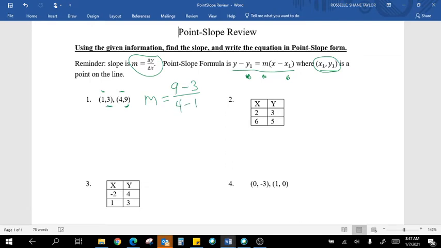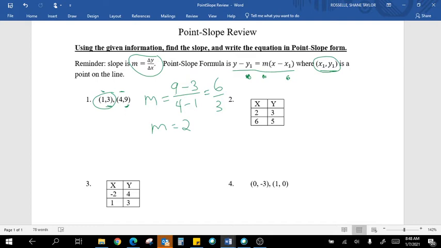minus 1. Now I can subtract 3 from 9 and get 6, and subtract 1 from 4 and get 3. Then I come up with m equals 6 divided by 3, which is 2. Now the next thing I'm going to do is pick a point. Just for ease of use, we'll pick the first point. The coordinates of that first point are 1 comma 3.